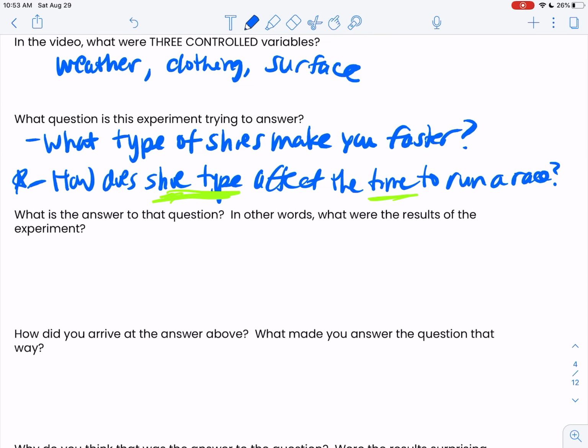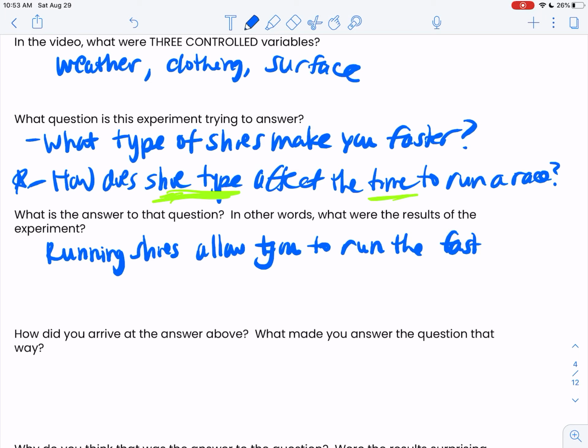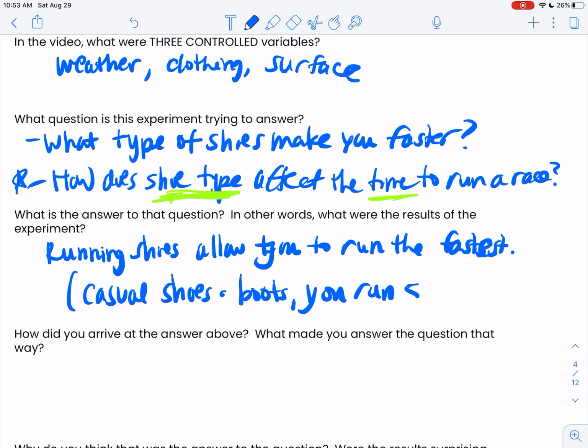Okay, what was the answer to that question? What were the results of the experiment? Running shoes allow you to run the fastest. Casual shoes and boots, you run slower. Something like that. That was kind of the result of the experiment. That's what we found out.